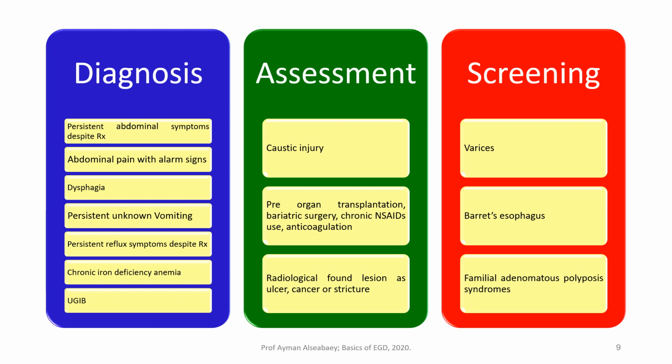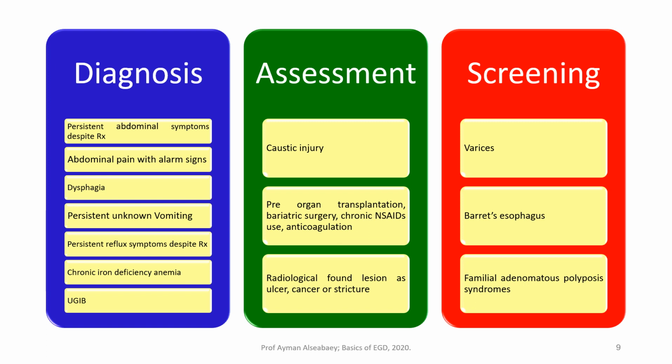upper GIT bleeding, lower GIT bleeding, and continuous fever, for example. Dysphagia is an indication for endoscopy, especially in an old patient, because there is a high likelihood of the presence of cancer. Persistent unexplained vomiting, the same. Persistent reflux symptoms despite therapy, this is very important. Chronic iron deficiency anemia. Recently, the AGA has issued a guideline which recommends that patients with iron deficiency anemia should undergo dual EGD and colonoscopy.